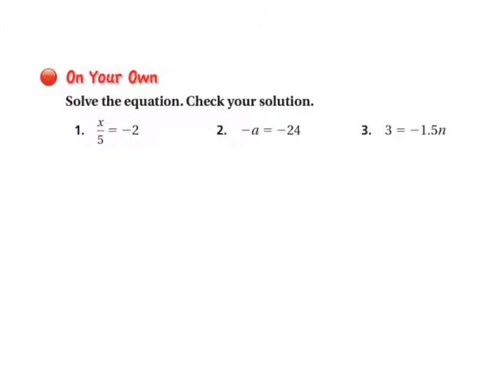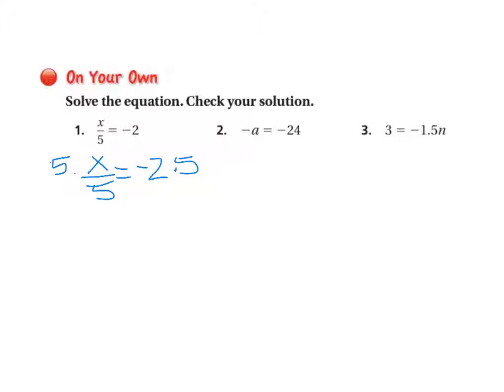Now we're going to do the on your own problems. Remember to do these along with me in your math notebook. So number 1, x divided by 5 equals negative 2. Our first step is to write the problem. And then we are going to multiply both sides by 5 in order to undo that division.